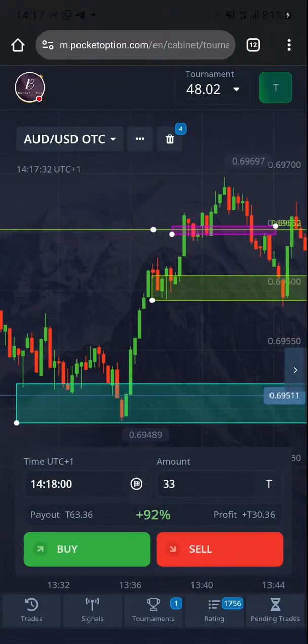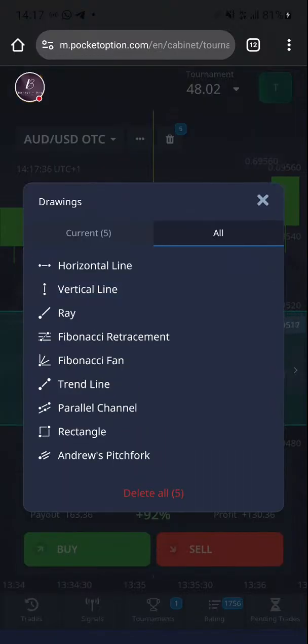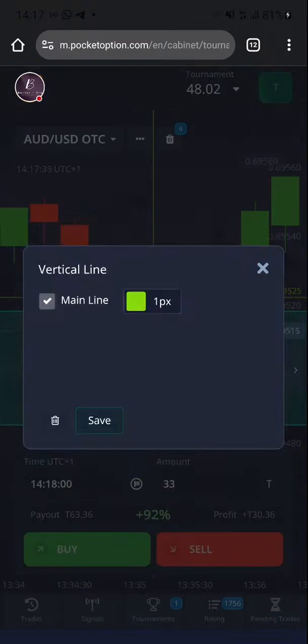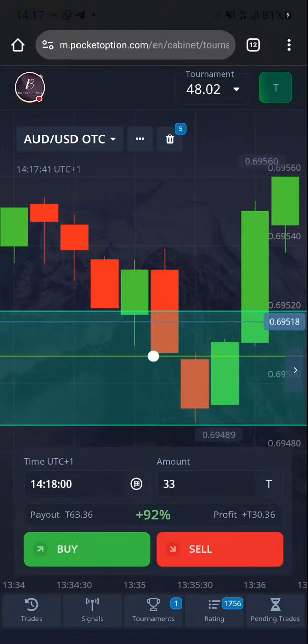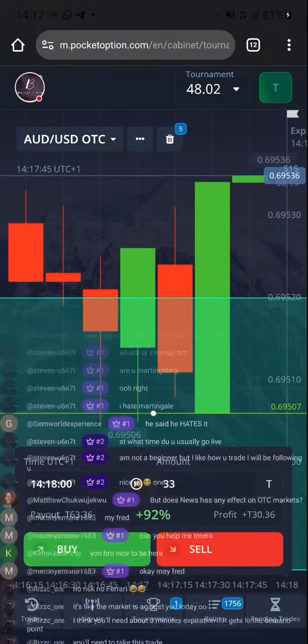So sometimes it's instant. This is what I'm talking about. I'll mark a line. No, not this one. This line. So if you mark this area now, look at this entry and you go back, you can see it touched it and pulled back immediately.